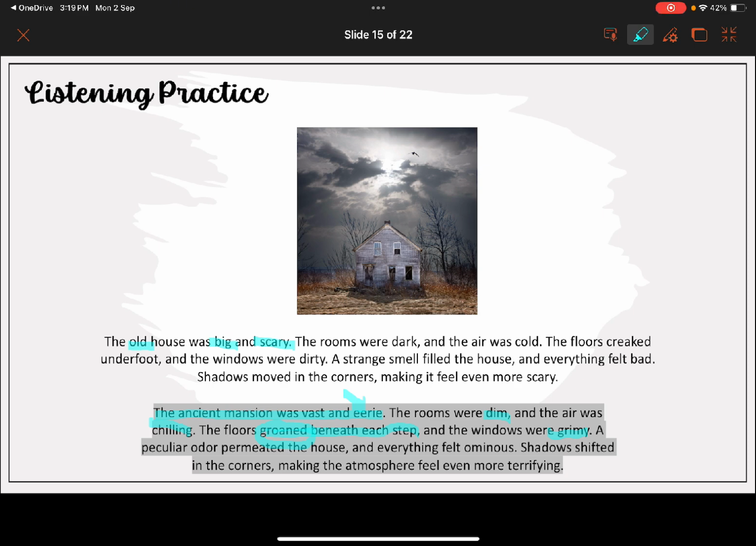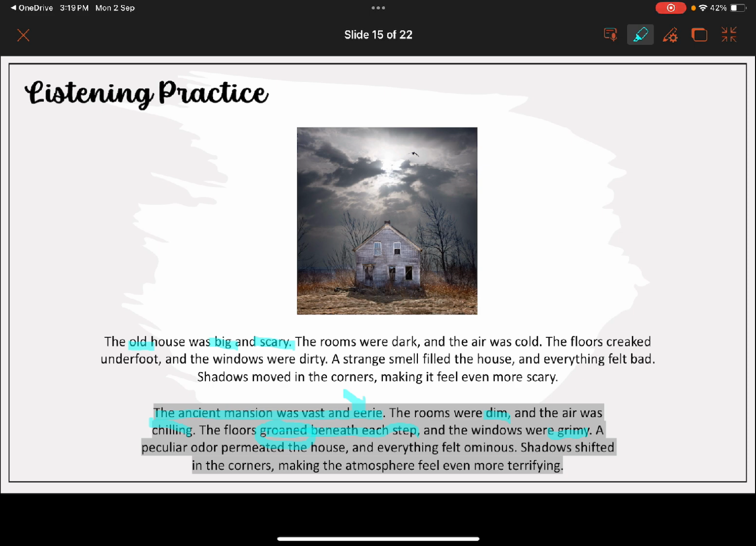A peculiar odour permeated the house. Now, in my first version, I said, a strange smell filled the house. As you can hear, I am making that sentence more mature and more sophisticated.